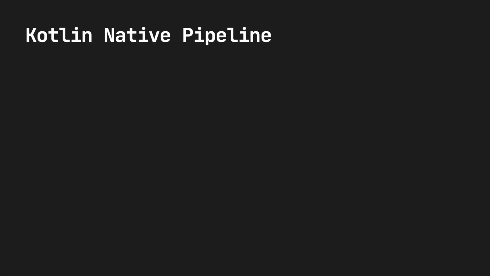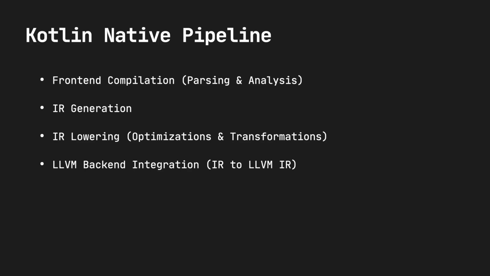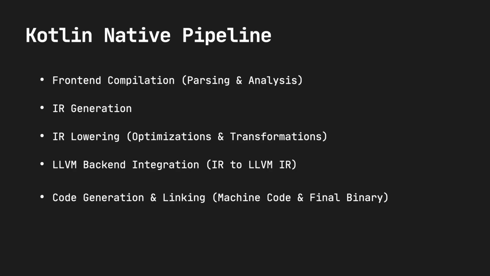So the Kotlin native pipeline has a couple of stages. The first stage is to hook into the front end of the compiler to do parsing and analysis. Then it uses the K2 analysis APIs to generate IR. That IR is lowered and there are optimizations and transformations performed on it. Then it takes the Kotlin IR and converts it to LLVM IR and does optimizations on that. And ultimately you get code generation and linking, you get what you saw, which was the binary and the bit code. So I'm specifically going to focus on the backend piece of it.